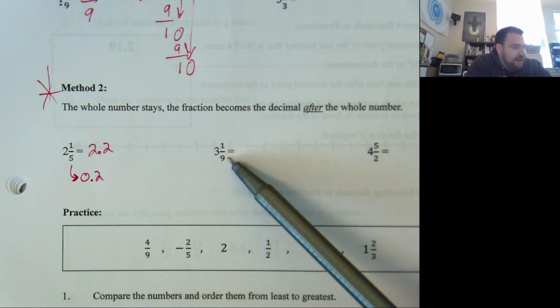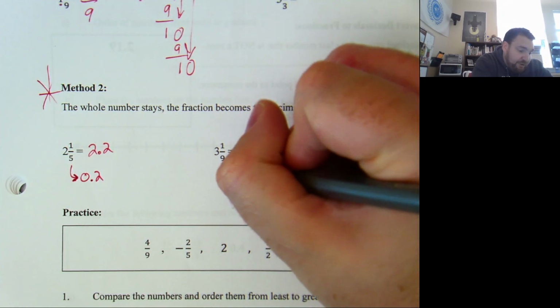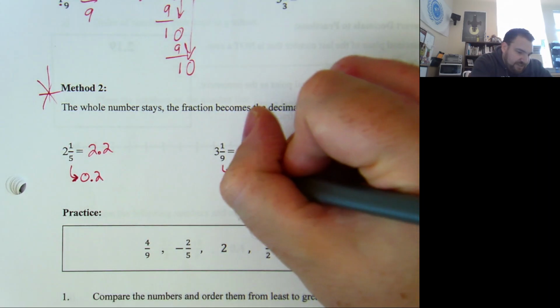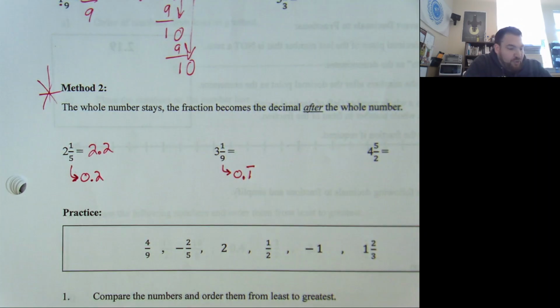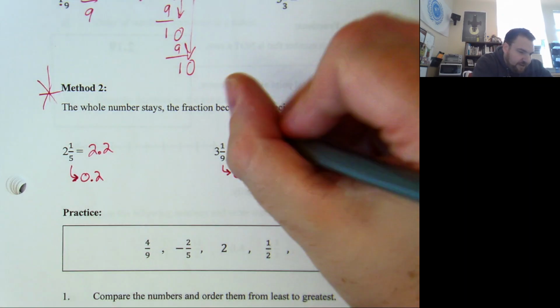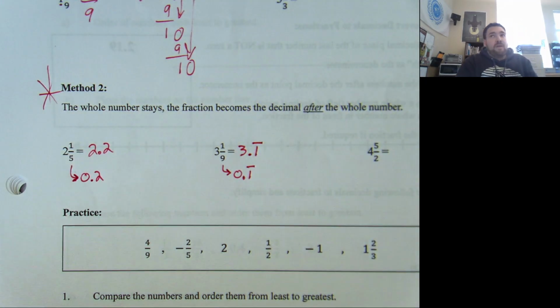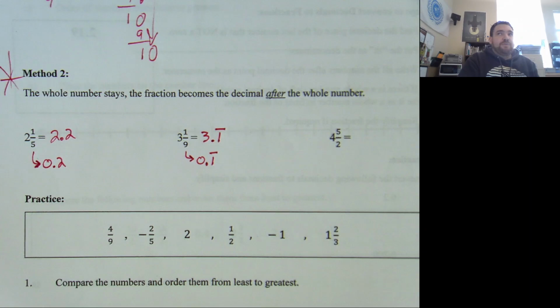Likewise, 3 and 1/9. Well, the 1/9, the ninths I gave you a trick for. It's just the numerator repeated. So this is going to be 0.1 repeating. So 3 and 1/9 is going to be 3.1 repeating. What if some sicko gives you this?